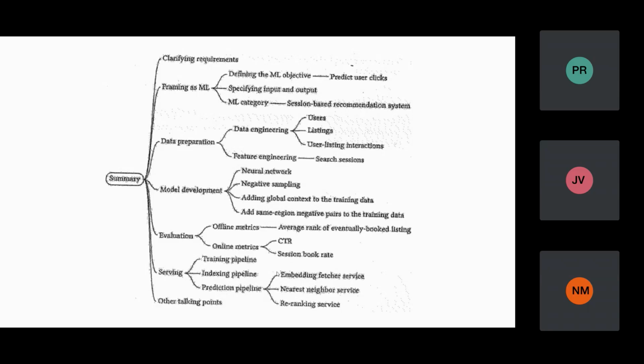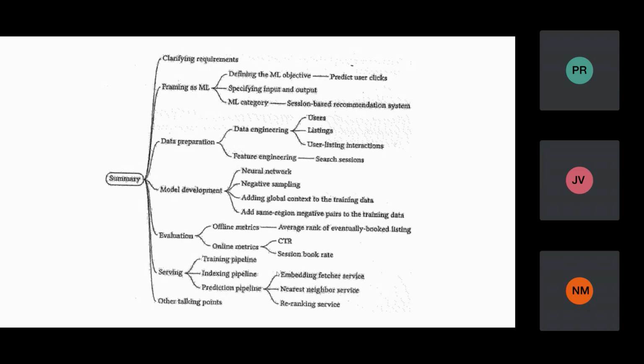Then we talked about negative sampling, adding global context to the training, and adding same region negative pairs to the training data. So these two are the shortcomings or the improvements that we needed for our loss function. So these were the improvements. Then we evaluated the model that we created.